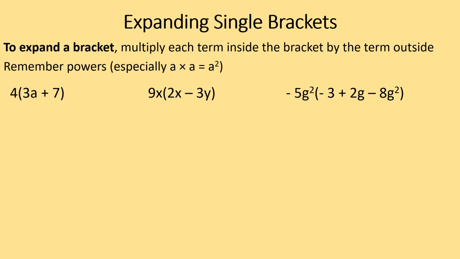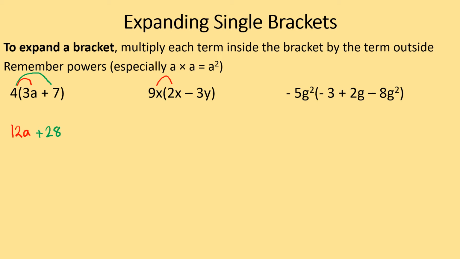So it's useful sometimes to use these little lines to say I have multiplied this term by this term. 4 times 3a, we go 4 times 3 is 12 and the letter is a. That's all you have to do. 4 times plus 7 is plus 28. That's the first one done. What about the second one?